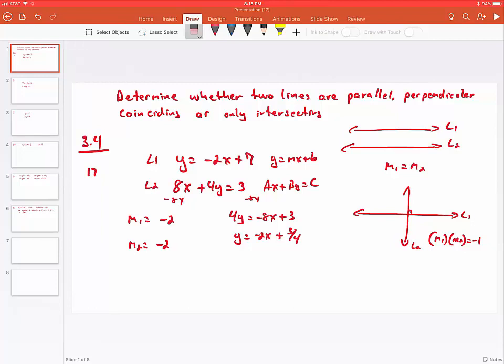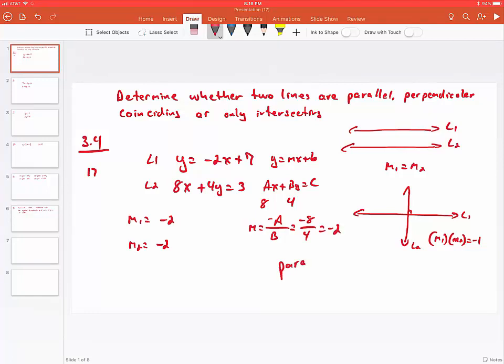The other way that we could have found this slope, if it's in standard form, is by identifying your A and your B. In this case, your A is 8 and your B is 4. If it's in standard form, I can find the slope by just doing -a over b. Just be careful, because if a is originally negative, it'll be a negative and a negative, which would be a positive. In this example, my a is 8, so it'd be -8 over 4, which is -2. And so these two lines are parallel. That's just another way to find the slope.